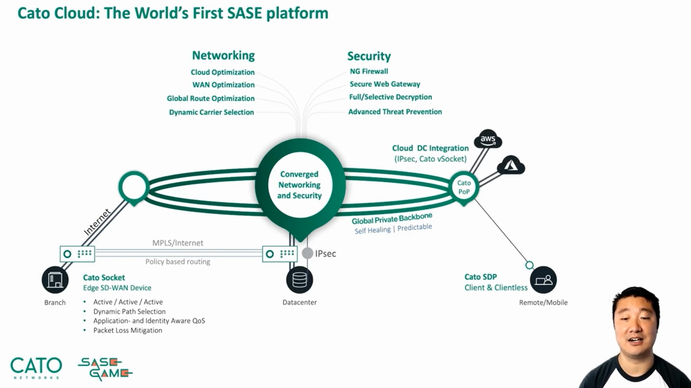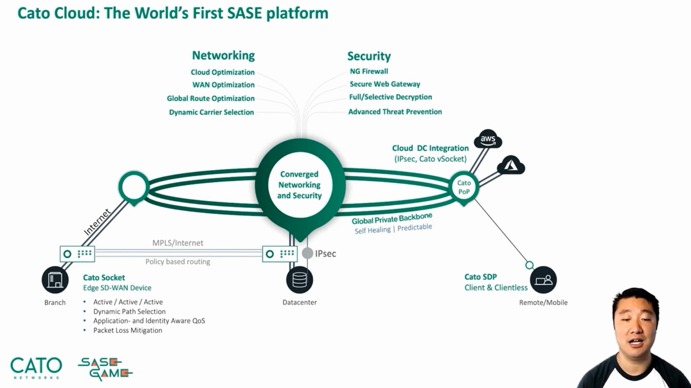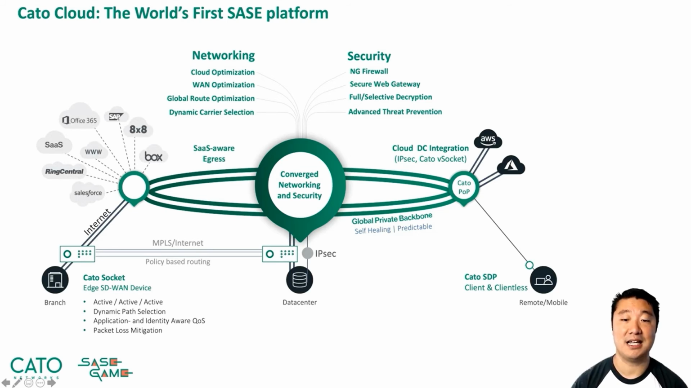Cloud data centers are connected by establishing an IPsec tunnel from the Cato cloud or by using a Cato virtual socket. This makes the cloud data center an integral part of the network, and its traffic benefits from all network optimization and security controls. For public cloud applications, no integration is required. Application-specific traffic from any edge is automatically detected. Traffic can be sent based on a network rule to the POP closest to the cloud instance serving the business.